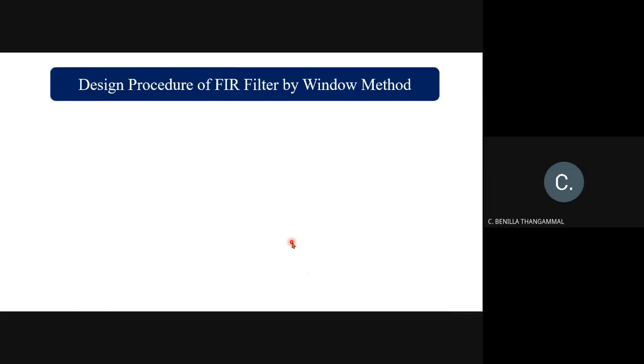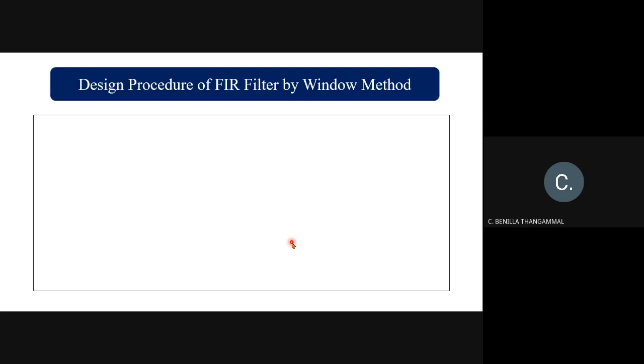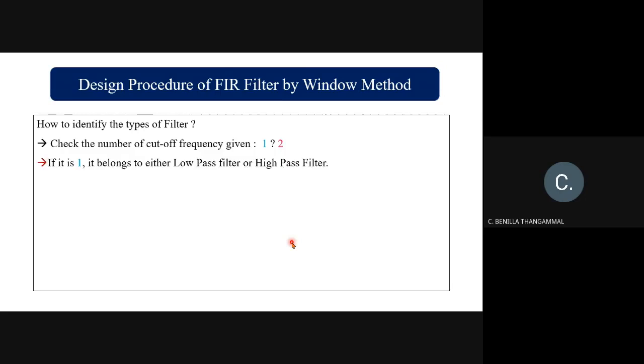Now if they didn't mention anything about the type of filter in the problem statement, how do we identify which type of filter it belongs to? For that, you know that you have four different types of filter: low pass, high pass, band pass and band stop. You just check how many cutoff frequencies have been given in the problem statement, whether it is one or two. If it is one, then your filter belongs to either low pass filter or high pass filter.